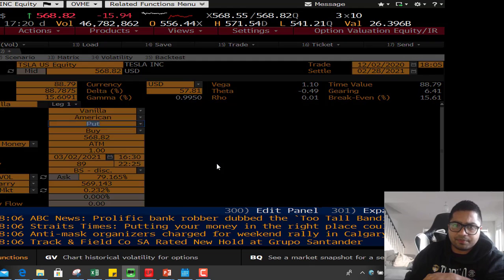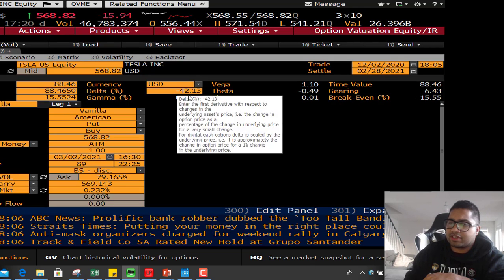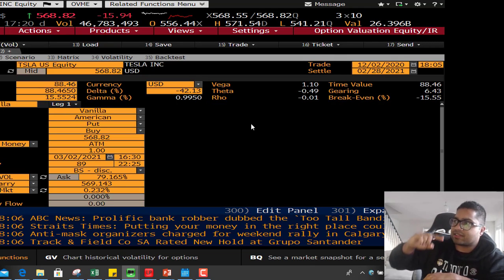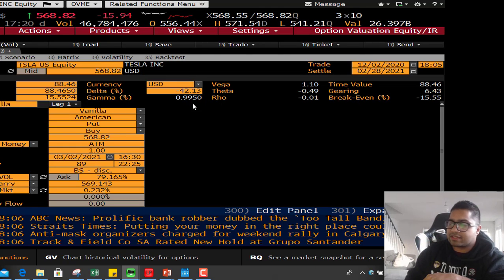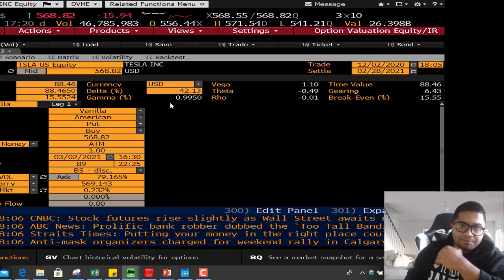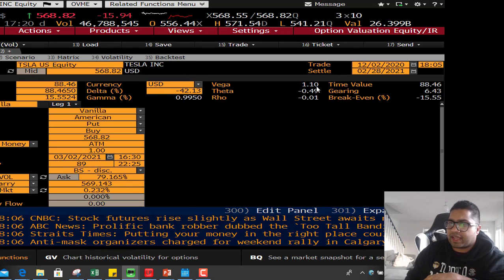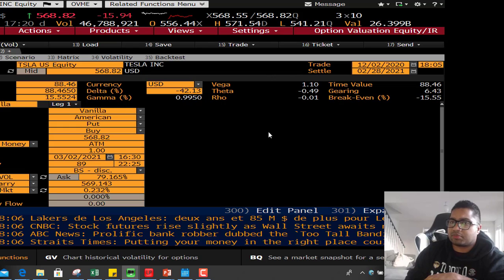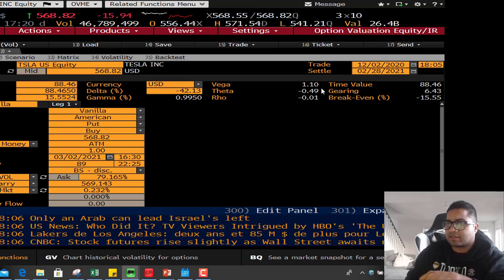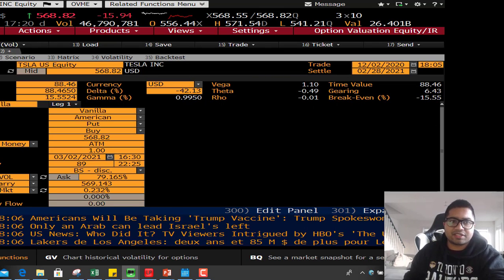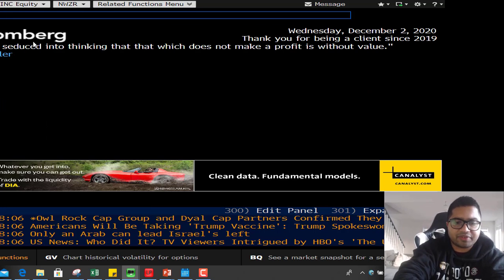Now let's look at a put option. So put option, please note delta is negative now. So each time Tesla moves up, you lose 42 cents. Each time Tesla moves down, you make 42 cents. Okay, then Gamma is given, so you have to adjust large moves by Gamma. Vega is 1.10. So each time volatility moves, this option moves 1.1 times that change, right? And what is volatility? We generally presume that volatility is the VIX index.